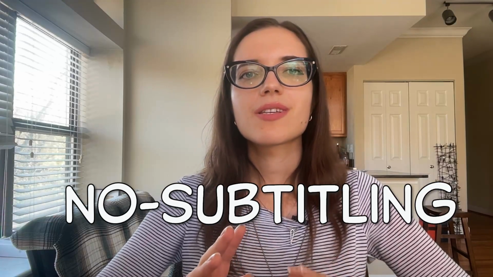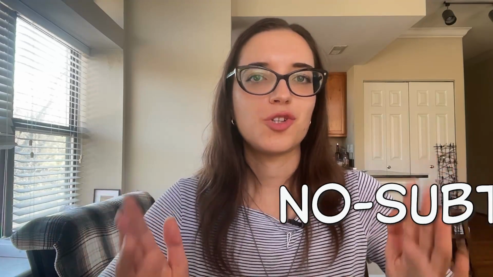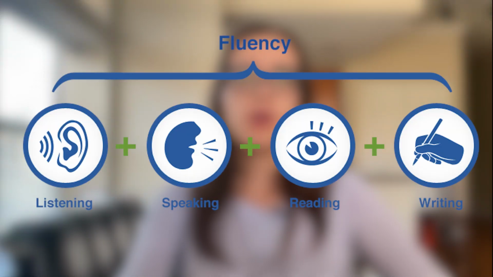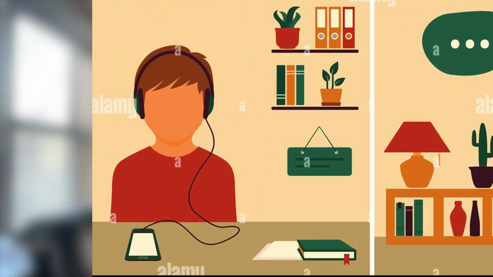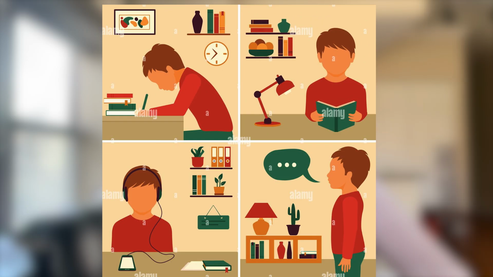So to use this no subtitle watching to your advantage, you should know the basic principles that language learning consists of. So there are four main aspects to learning a language: speaking, listening, reading and writing. They are all different processes happening in different parts of your brain.